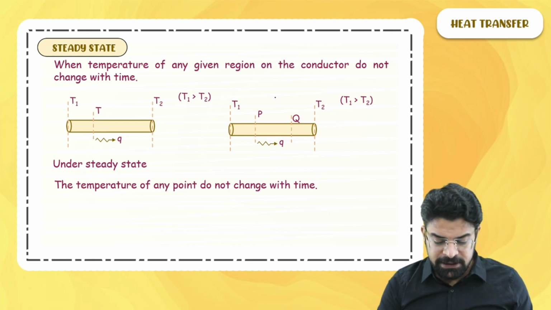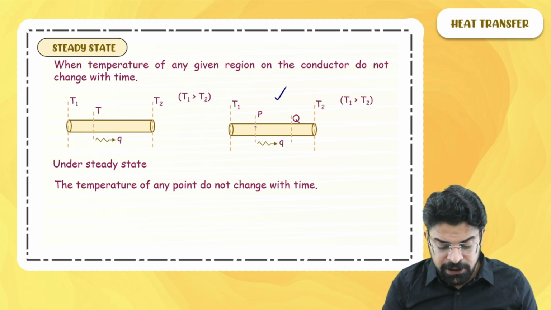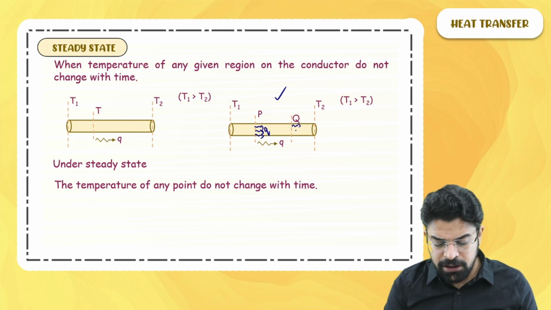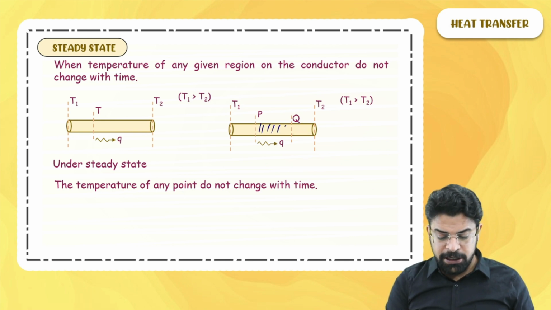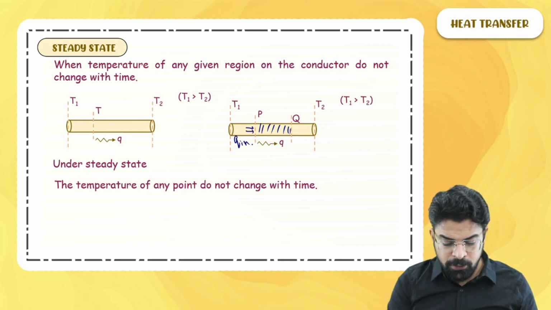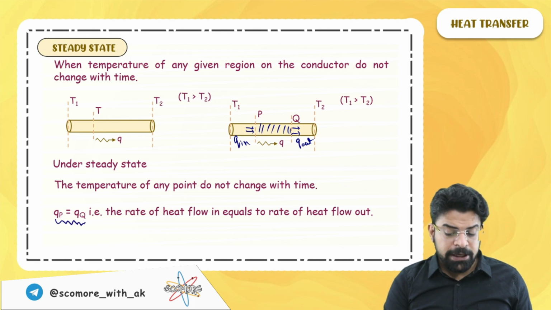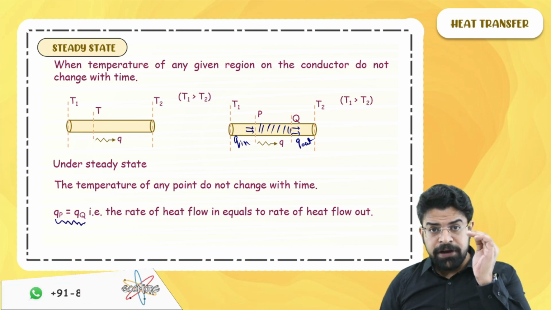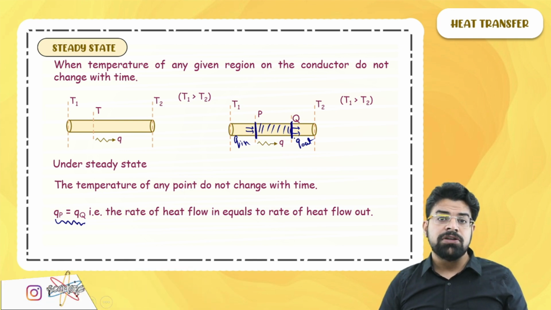Now I tell you that this rod is under steady state. Tell me where the rate of heat flow will be more. The rate of heat flow will be more at P, or the rate of heat flow will be more at Q. If you just focus on this part between P and Q, will the heat flow in be more, or the heat flow out? We will say QP has to be equal to QQ. The rate of heat flow at the cross-sectional area P has to be equal to the rate of heat flow at the cross-sectional area Q.